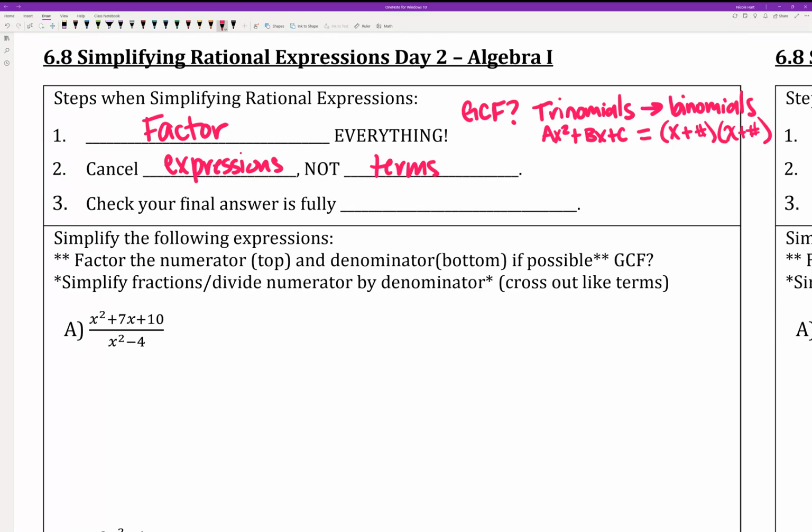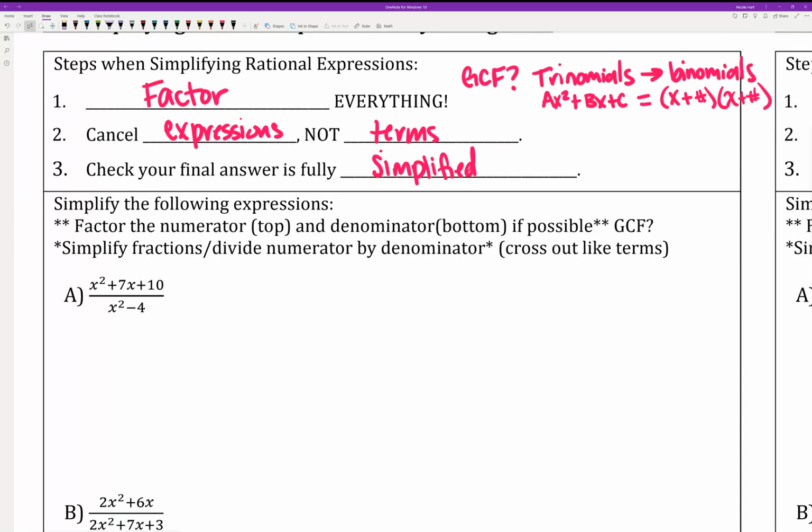And then we want to check that our final answer is fully simplified. So if we have anything reduced or anything to cancel out, we want to make sure that all of that has been done. So for our first example here, we are going to factor the numerator, which is the top of our fraction. It is currently a trinomial, so we want to turn that into two binomials. And then on the bottom, we also have a binomial that says x squared minus 4, and that is going to be a difference of squares, so we're going to be able to factor that as well.